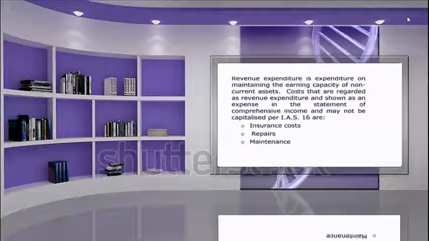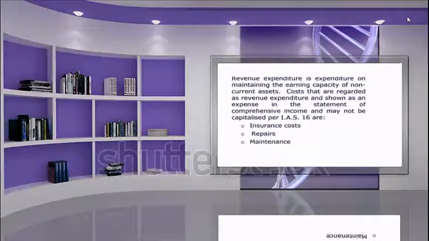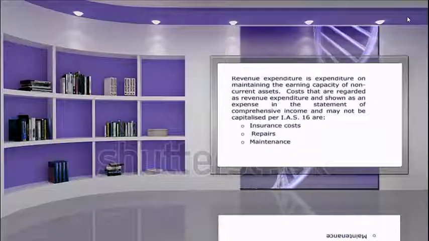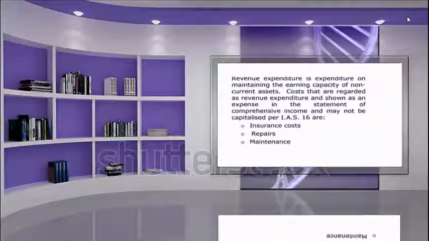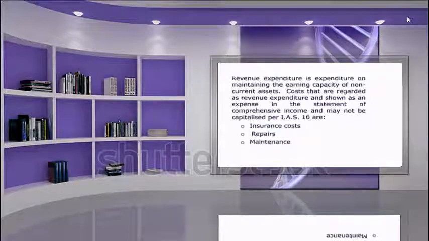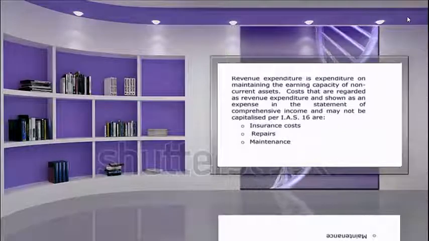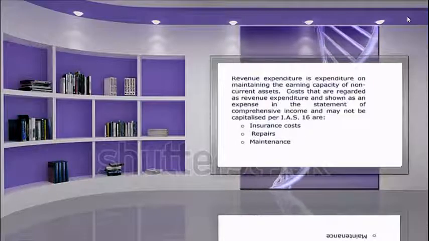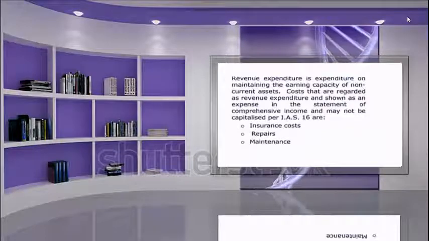Insurance, if I have to insure my van, just because it's got a bit of insurance doesn't mean it's going to enhance the value of my asset. I'm not going to get any future economic benefits from having insurance. It's just essentially a cost of running the van. And the same goes with repairs and maintenance. As a result, any repairs or maintenance or insurance costs get written off to the income statement or statement of comprehensive income.